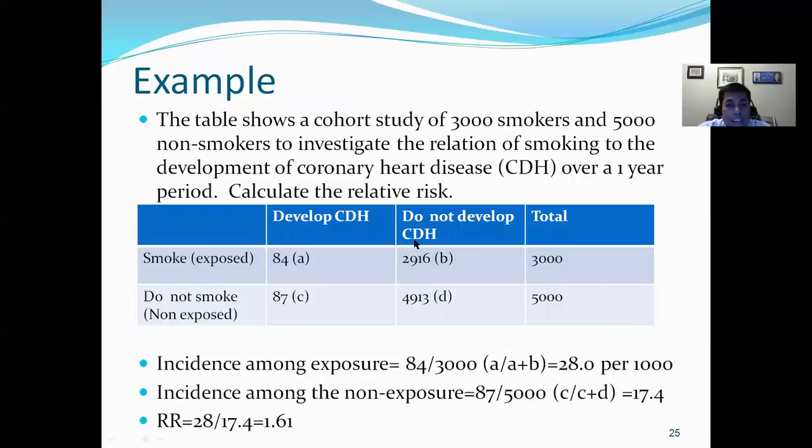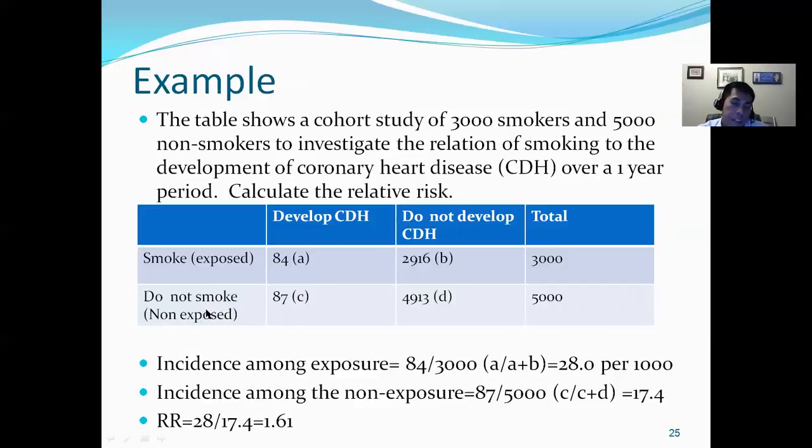So here's an example. If you have a 2x2 table, those who smoke develop coronary heart disease. So there's 84 of this sample of 3,000 smokers. Those who do not develop coronary heart disease, you just subtract it from the 3,000, so you have 2,916, because you have to add this to a total of 3,000, because remember we have 3,000 smokers here. What about the ones that are non-exposed?